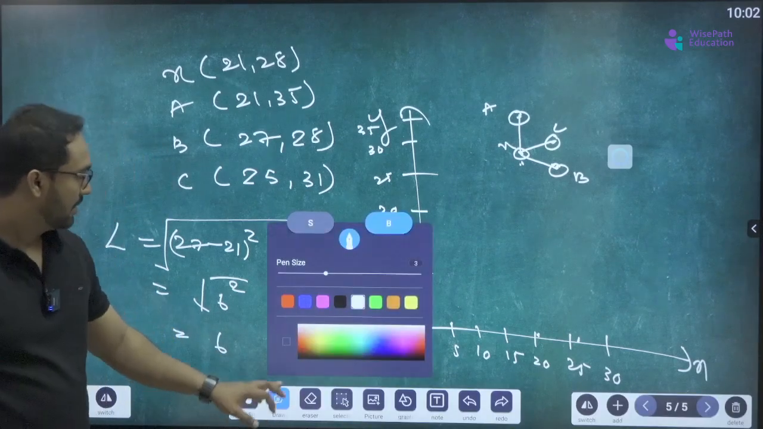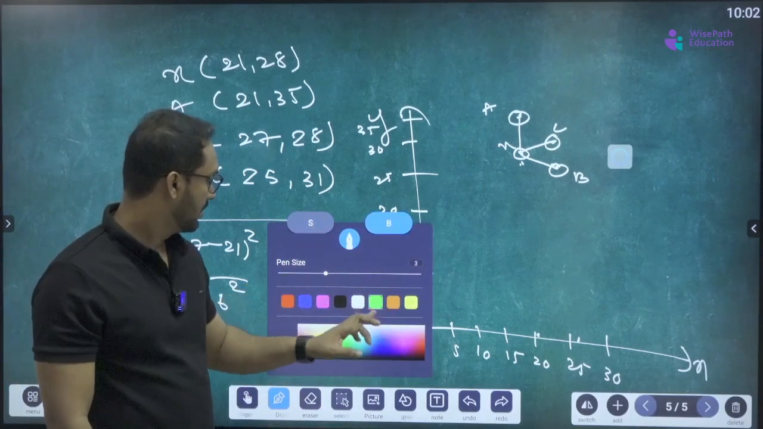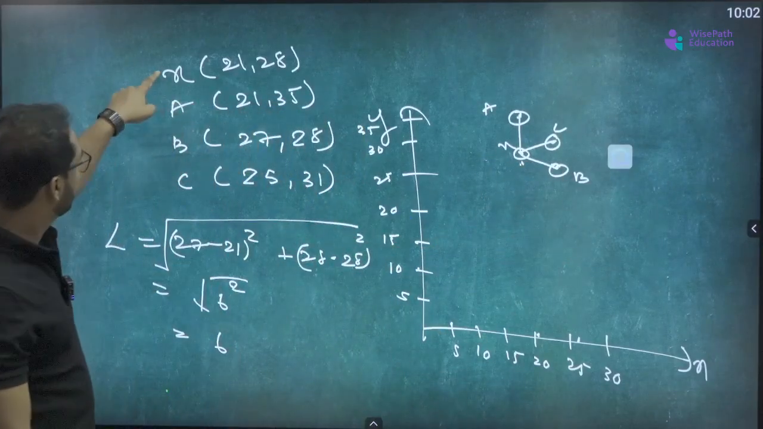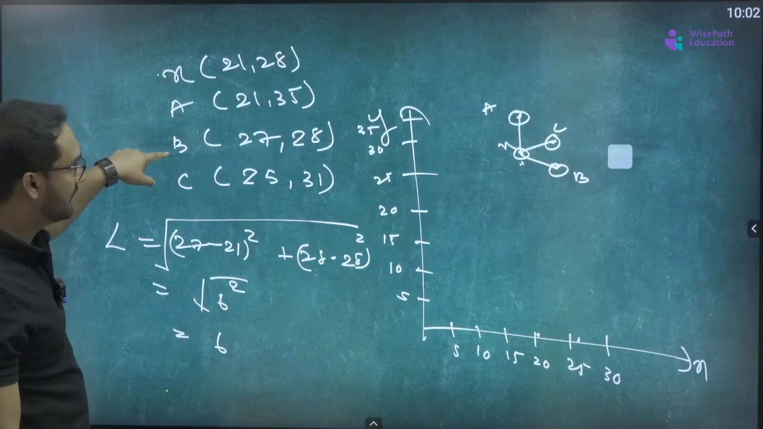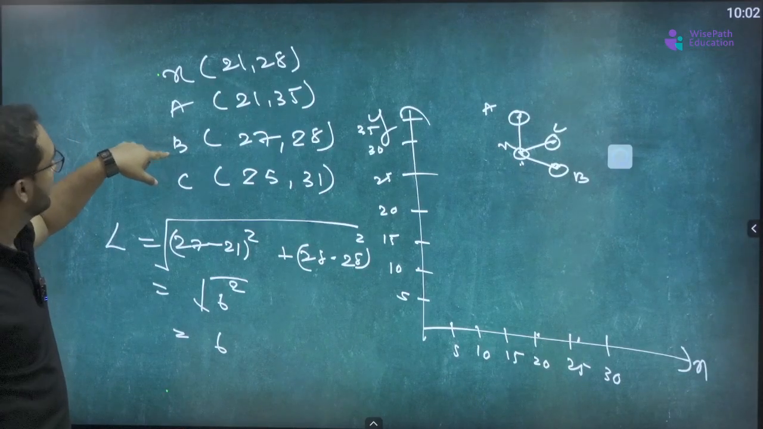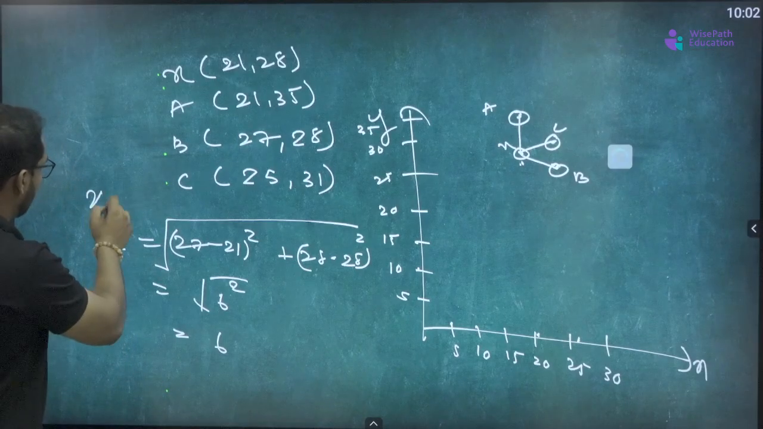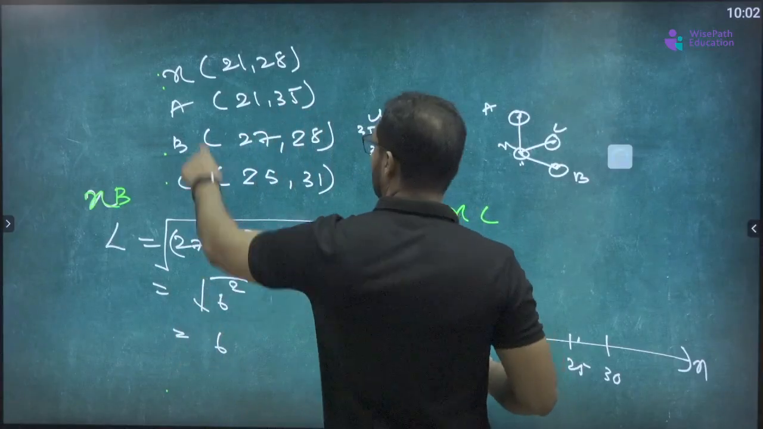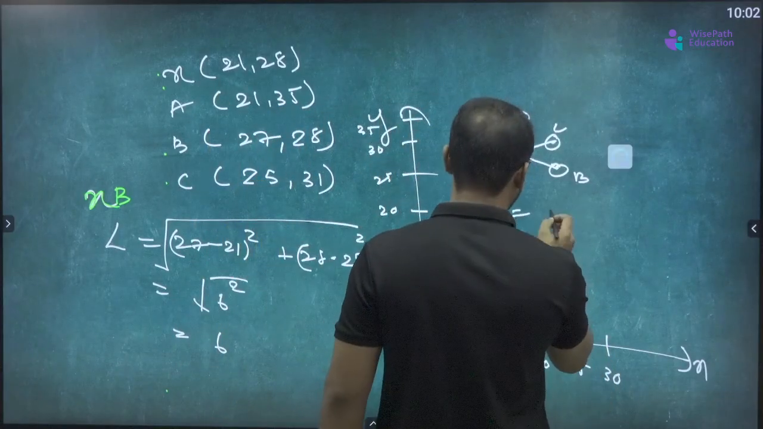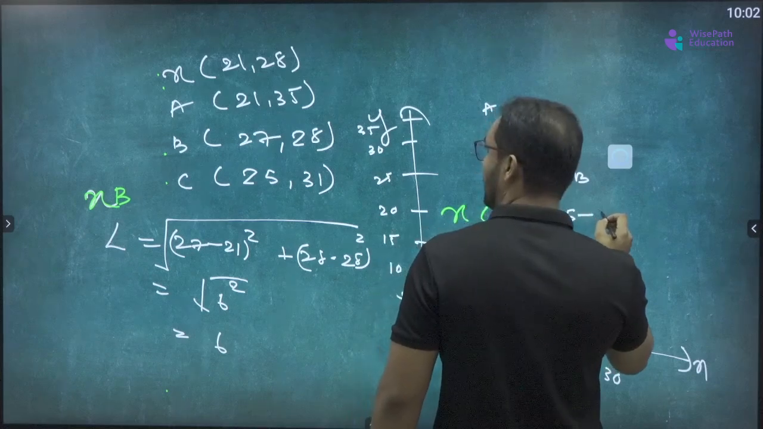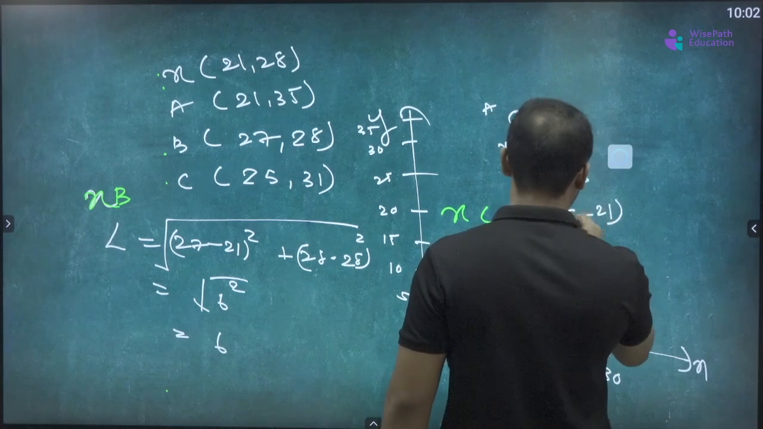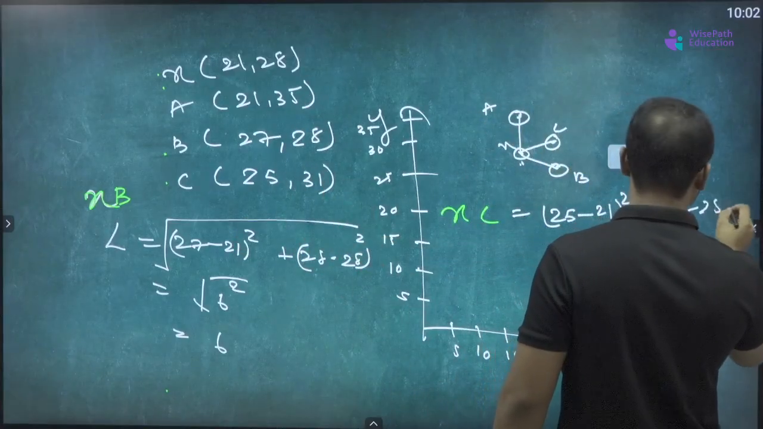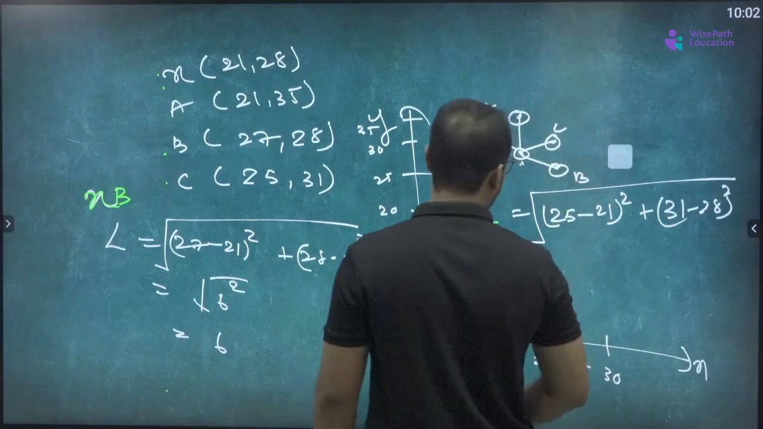If I take xb, this is xb. If I take xc, there is 25 minus 21 square plus 31 minus 28 square and the complete square root.